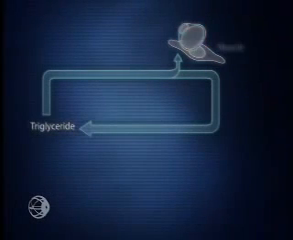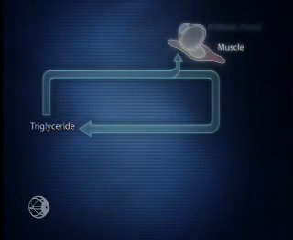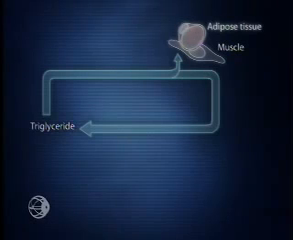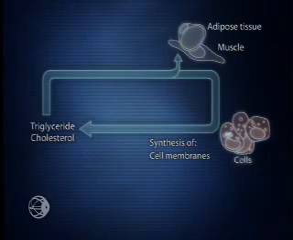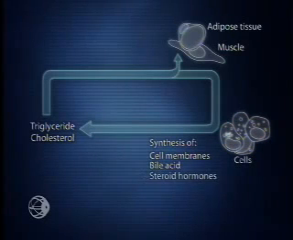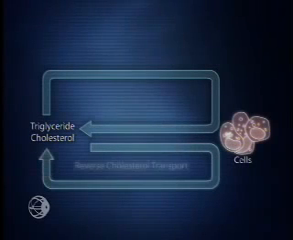This system cycles triglycerides for distribution to muscle for energy use or to adipose tissue for storage, and it cycles cholesterol for distribution throughout the body for cell membrane, bile acid, and steroid hormone synthesis. A complementary cycle called reverse cholesterol transport completes the system.